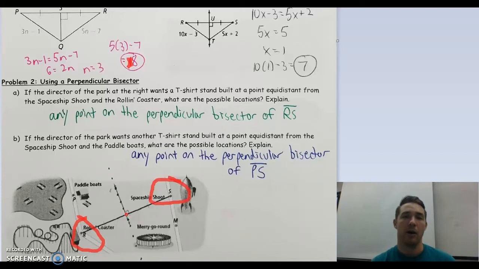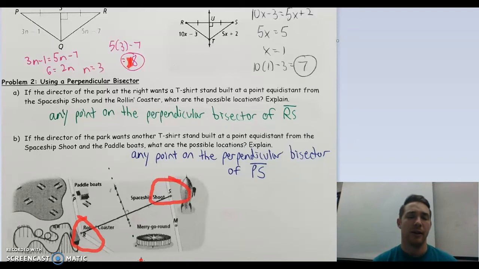So I could put my t-shirt stand at the midpoint. Or, based on what I know about our perpendicular bisector, I could also put that t-shirt stand on any point that lies on the perpendicular bisector. So I could go further this way, I could go further that way. Basically what I did there is label a bunch of points that we could use to put our t-shirt stand. So it could go right in the middle, or I could go below or above that line as long as it lies on that perpendicular bisector.